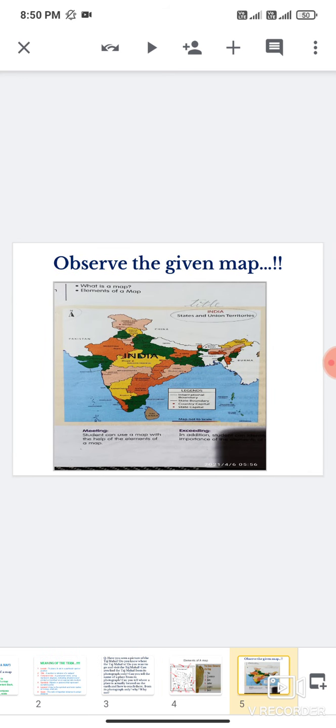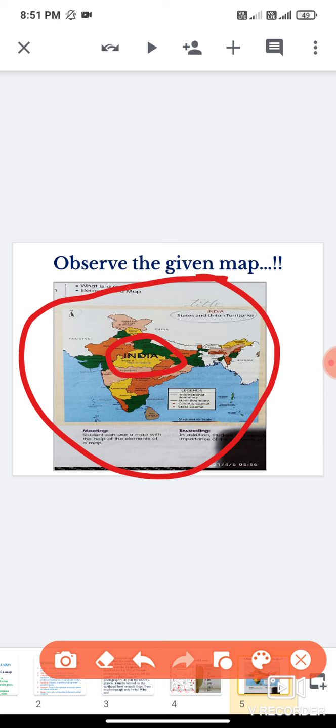As you observe the given map, this is a map of India. As you can see, the name India is written here. What all do you see on the map of India? What are the things that you see on the map of India? How does this map help us?